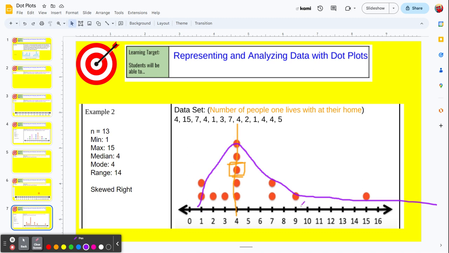A couple of 7s, a couple who live with 9 other people in their house, and then one large group with 15 people in their home.